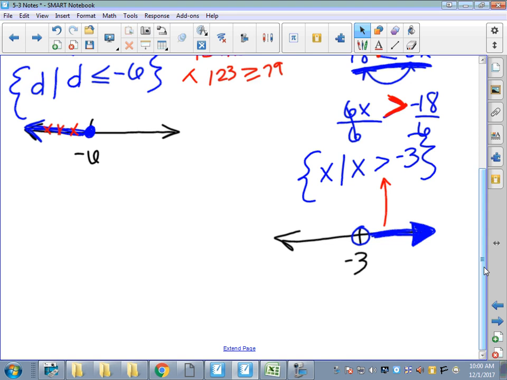The other advantage of having x on the left-hand side is that to put it in set builder notation, it's already set up for you that way, so you won't make errors when you try to report your numbers and your answers.